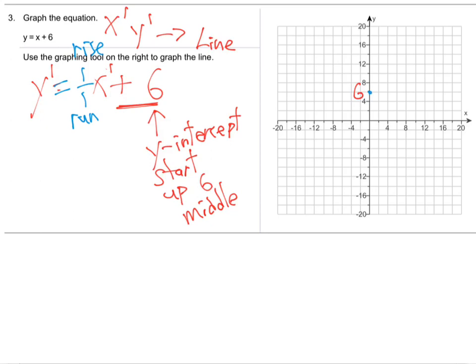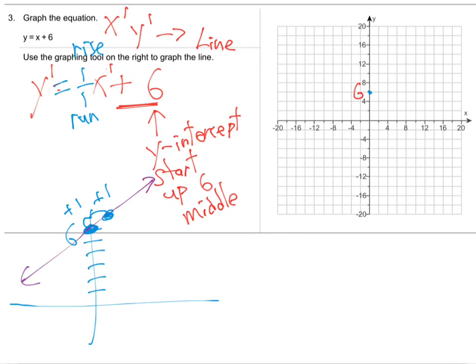In fact, I'm going to do this, guys, if you don't mind. I'm just going to come down here. 1, 2, 3, 4, 5, 6. So there, 6, and then I go up 1, over 1. Up 1, over 1. There's my second dot. Connect the dots. You've got your straight line.